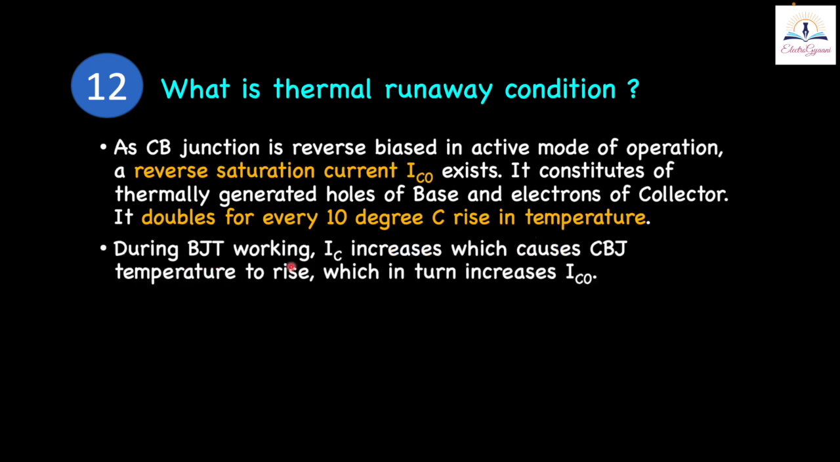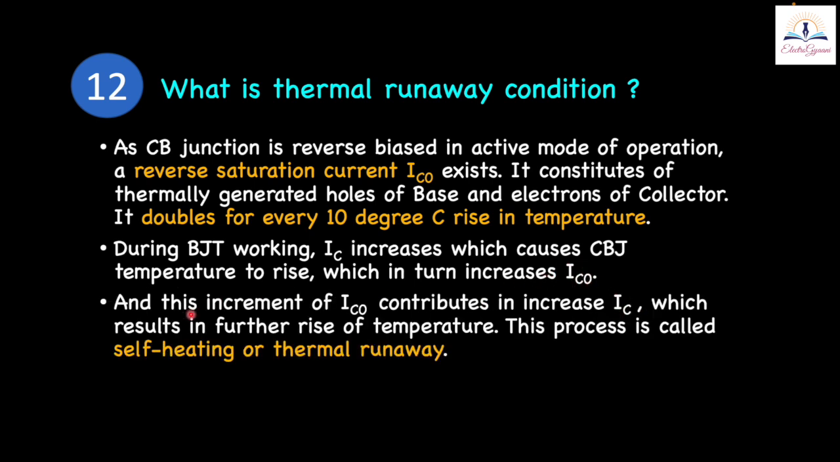During BJT working, the collector current increases, which causes the collector-base junction temperature to rise, which in turn increases ICO. And this increment of ICO contributes to increased collector current, which results in further rise of temperature. So this becomes a cycle. This process is called self-heating or thermal runaway. It is possible that the device may burn out.